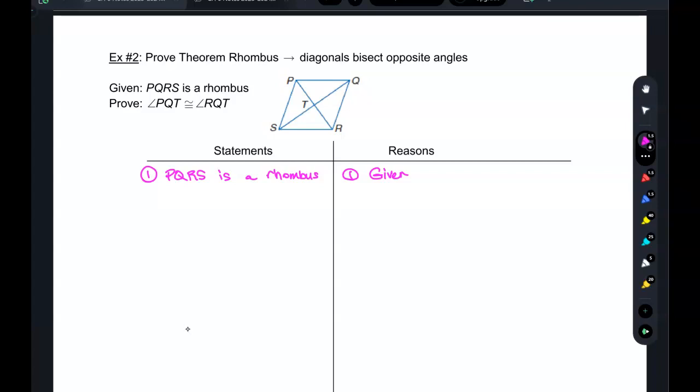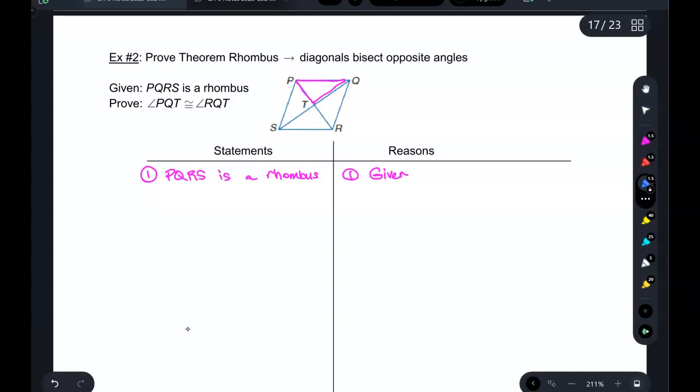Okay. All right. So all we know is that PQRS, this whole thing, is a rhombus. And what am I trying to prove? I'm trying to get PQT congruent to RQT. So if we can get this triangle congruent to this triangle here, then like CPCTC, right? We can get those two angles congruent.